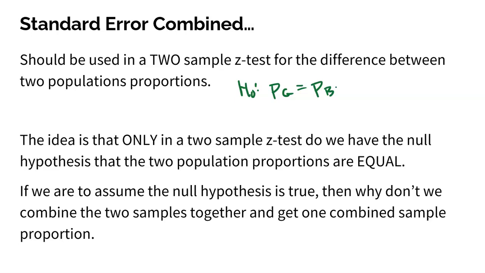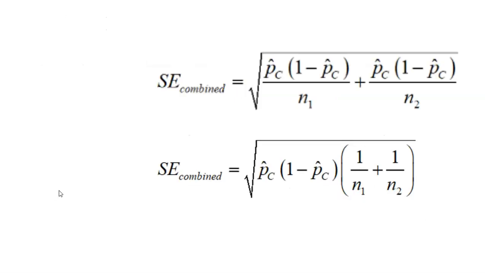If we are to assume the null hypothesis is true, then why don't we just combine the two samples together to get one combined sample proportion? So again, you're never going to do this in an interval, and you're never going to do this in a one sample test, because in a one sample you don't even have two of them. You only got one. So this is only used in a two sample z test.